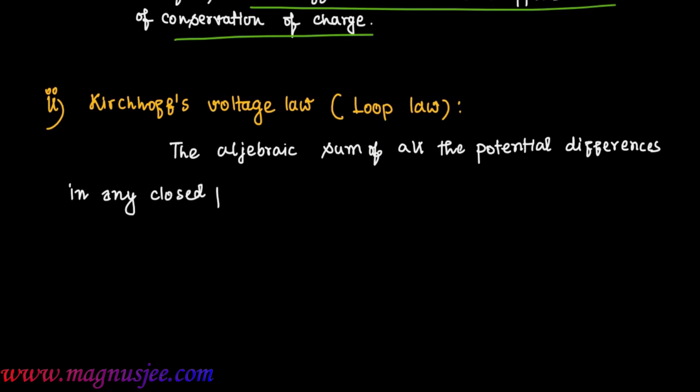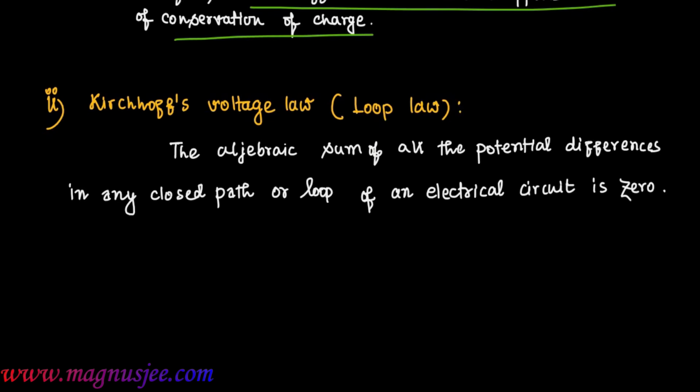In any closed path or loop of an electric circuit, the algebraic sum of all the potential differences is zero.